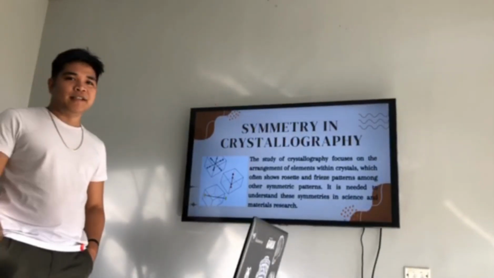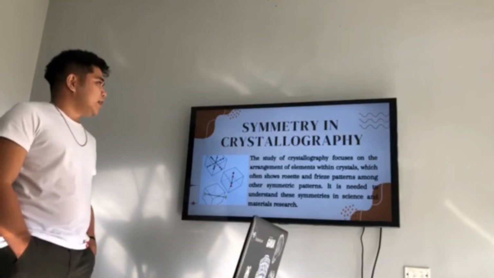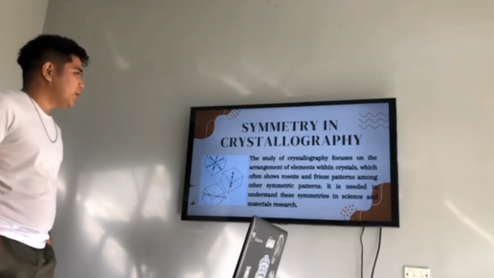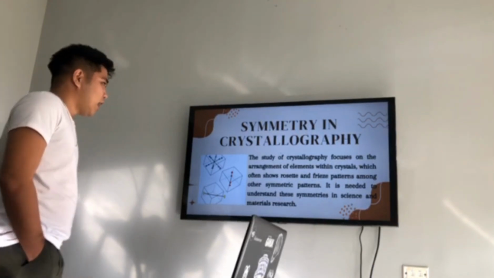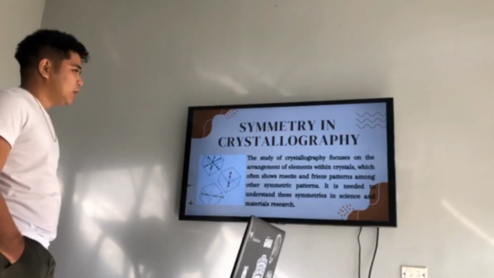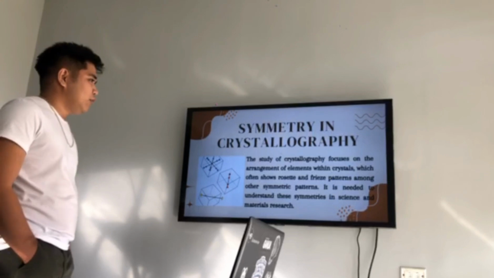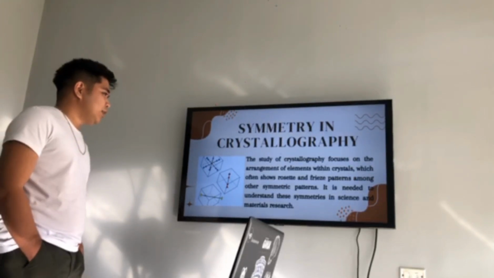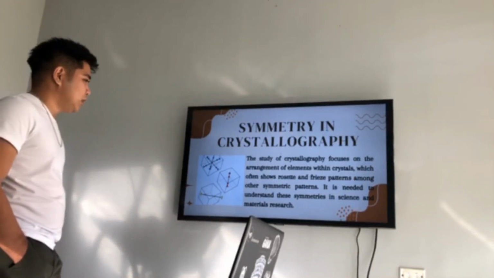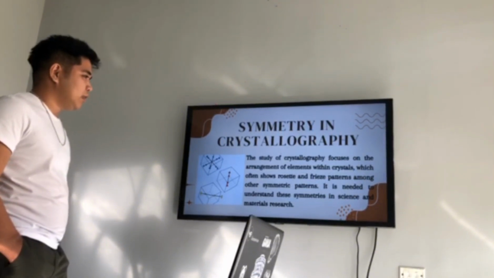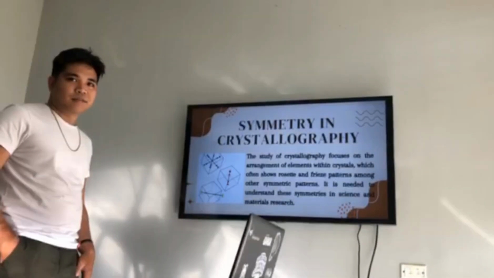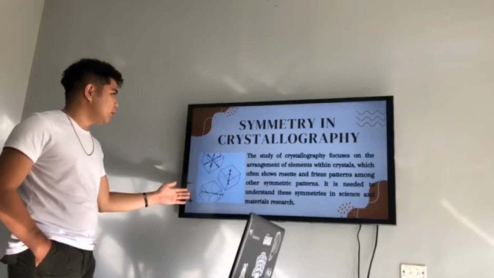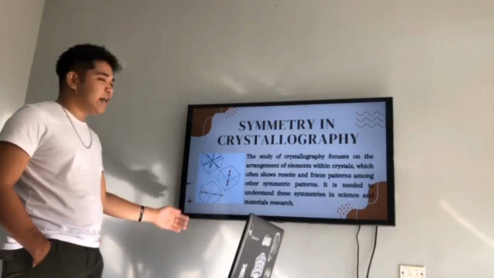So there are 15 examples of Rosette and Frieze patterns. Number 1, symmetry in crystallography. The study of crystallography focuses on the arrangement of elements within crystals, which often shows Rosette and Frieze patterns among other symmetric patterns. It is needed to understand these symmetries in science and material physics. So this is an example of symmetry in crystallography.